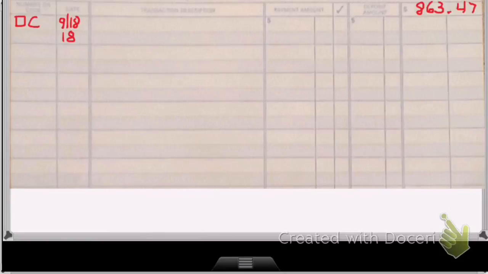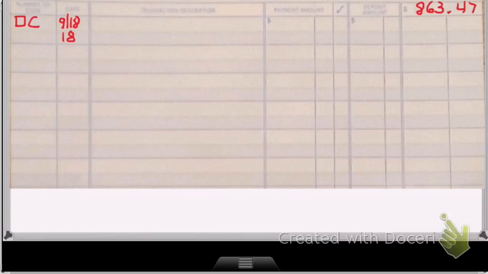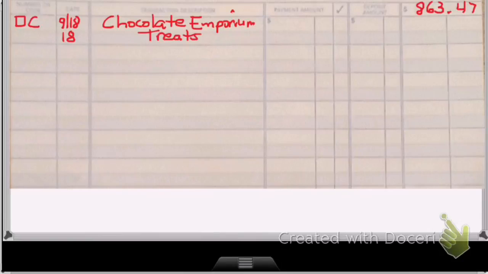The next section right up here asks for the transaction description. So if I go back here, where did I make the purchase from? I made the purchase from the Chocolate Emporium, and what did I buy? I bought treats. So on the white section, I will write Chocolate Emporium, which is the name of the store. You have to write the entire name of the store or the entire name of the person. And I bought treats. I write the treats in the gray section.